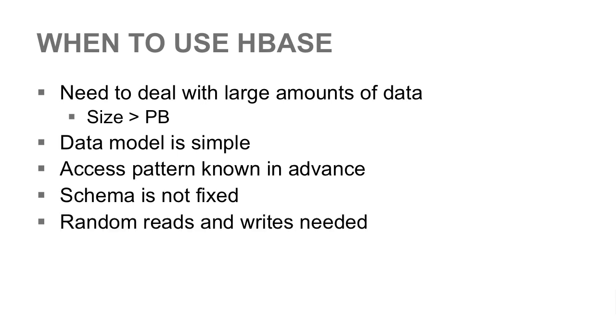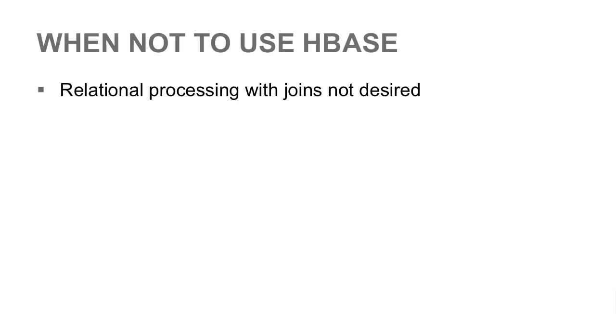Comparing HBase with MapReduce on a Hadoop system, HBase gives us random reads and writes. And what is interesting is that they can be done in a very high-speed fashion, and we can run millions of queries per second. When not to use HBase?